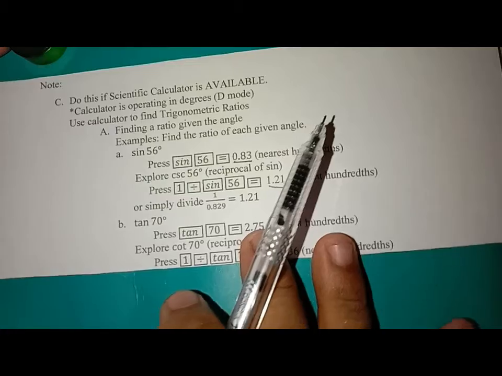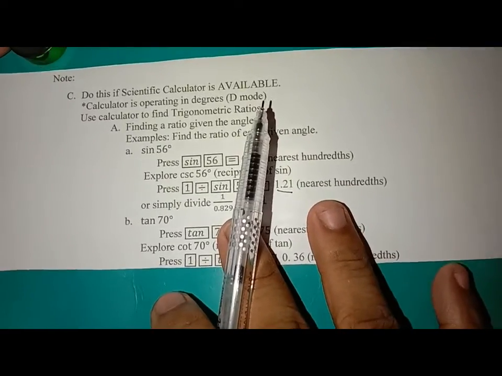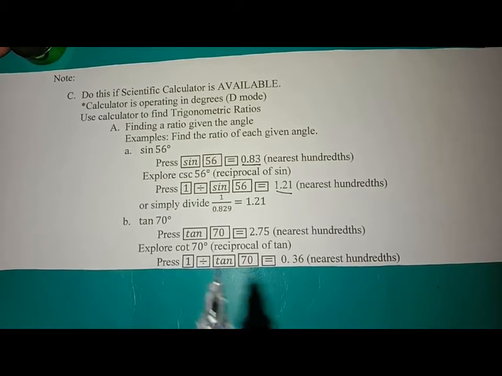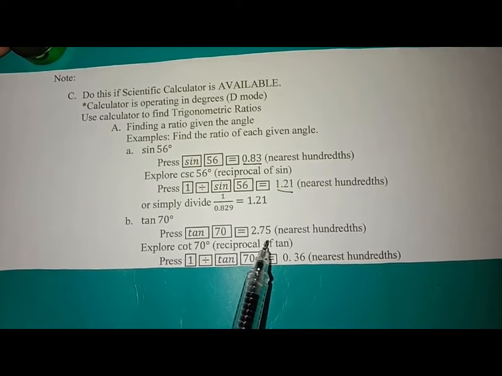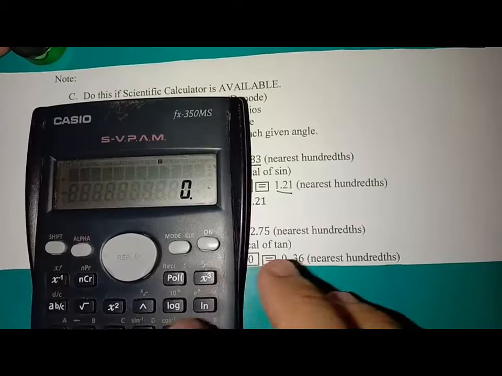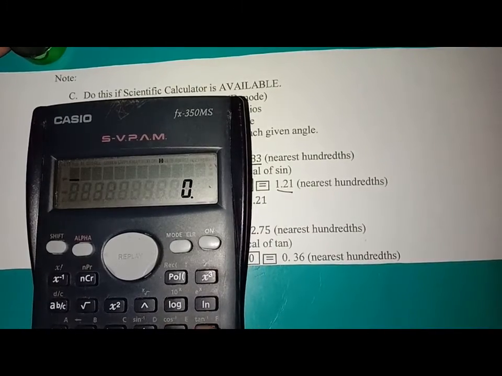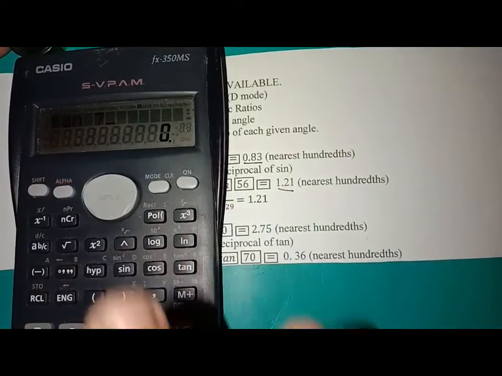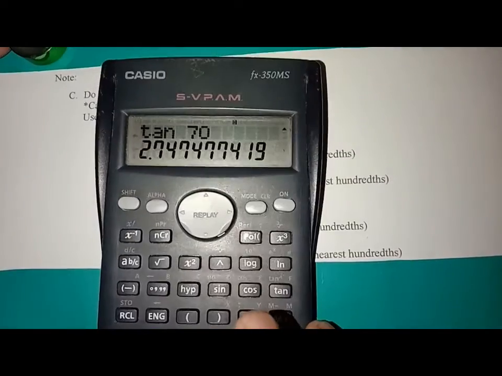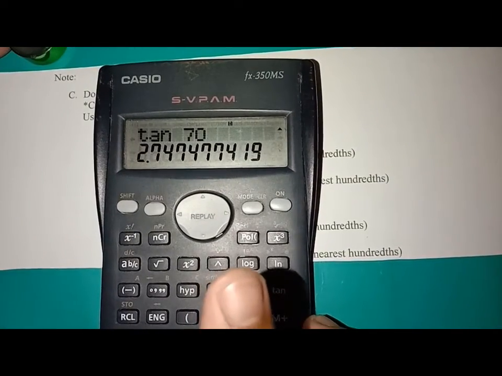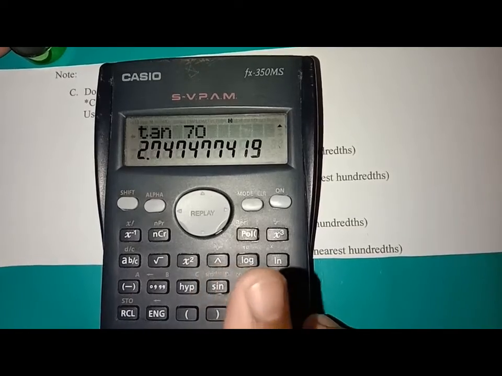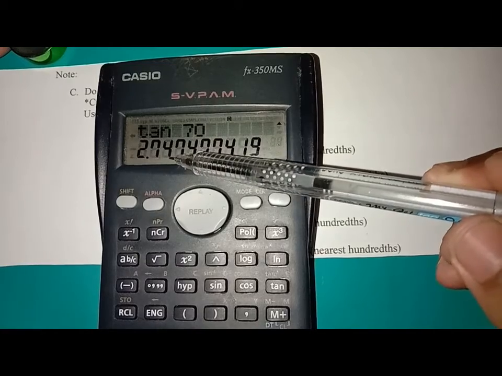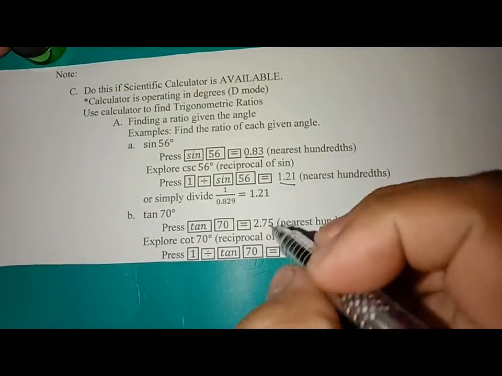Let's have letter B. Letter B is tangent 70 degrees, or tan 70 degrees. As usual, same as letter A, press tan 70 equals 2.75, to the nearest hundredths. Press tan, which is located here, then 70, then equals. You get 2.747477419. Since the hundredths place is 4 and the next digit is 7, add 1, so it becomes 2.75.